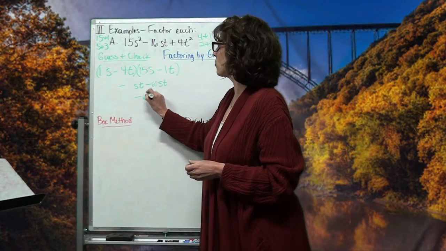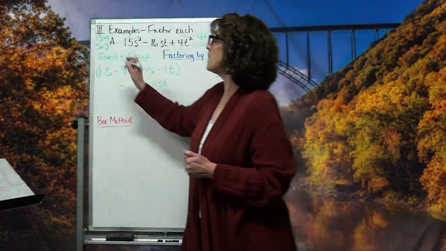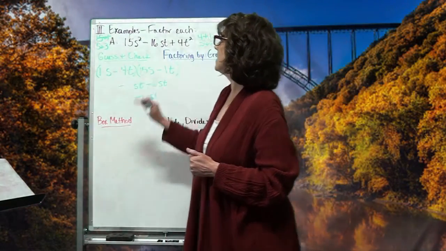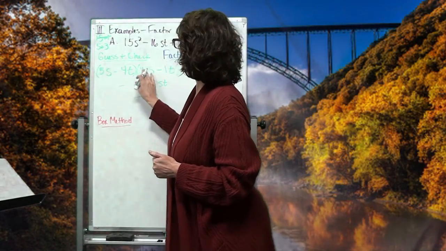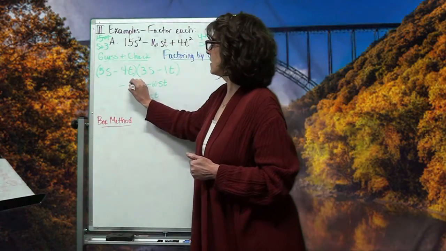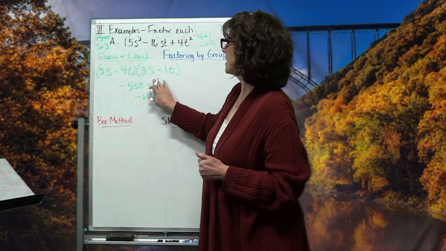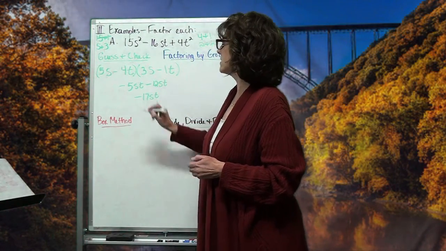So now I'm ready to throw out one set. Don't throw out both sets, only throw out one set. So perhaps I'll throw out the 15 and the 1, keep the 4 and the 1, let's try a 5 and a 3. Now on the outside I get a negative 5st, and in the inside I get a negative 12st. That gives me a negative 17st.